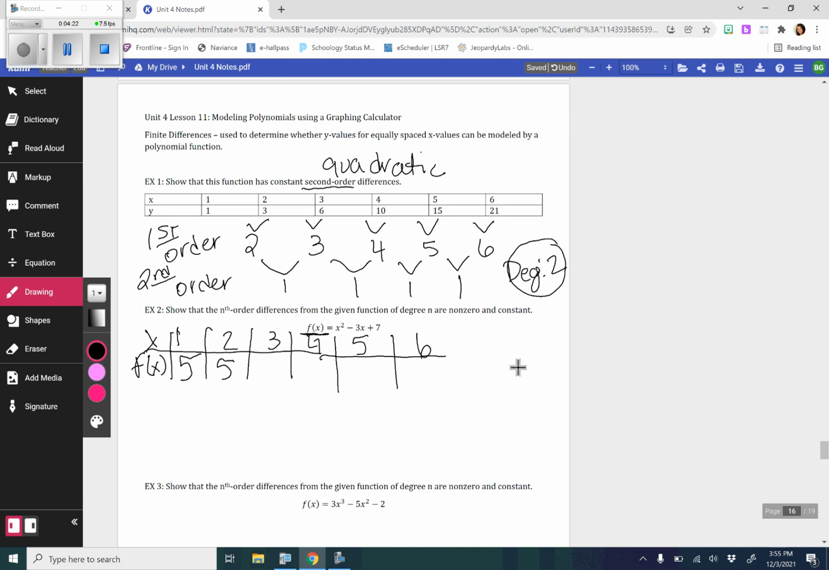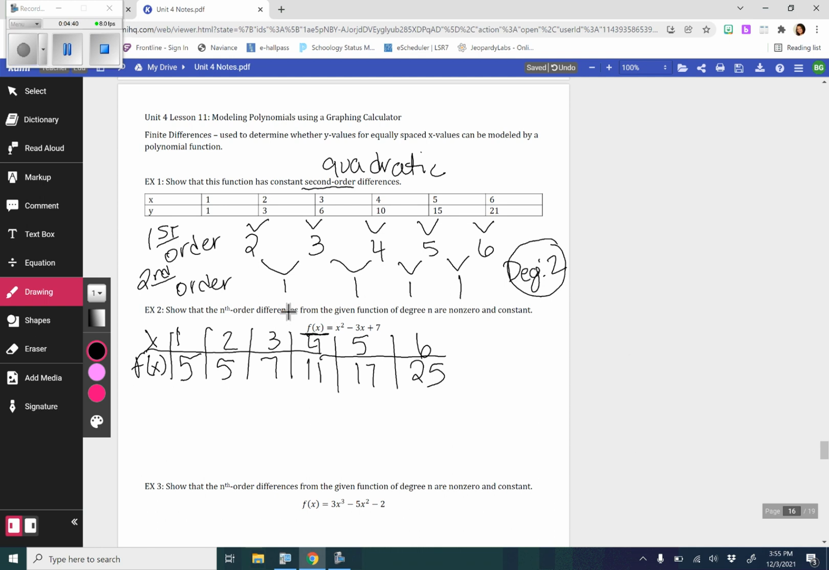Okay, then when you plug 3 into your calculator, you get 7. Then 4 is an 11. 5 is 17. And then 6 is 25. So all you're doing is taking your x's, plugging them back into the equation, and then getting the y's. So now we need to do the difference.